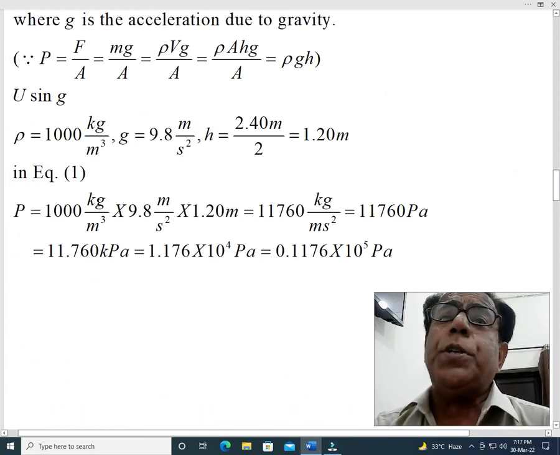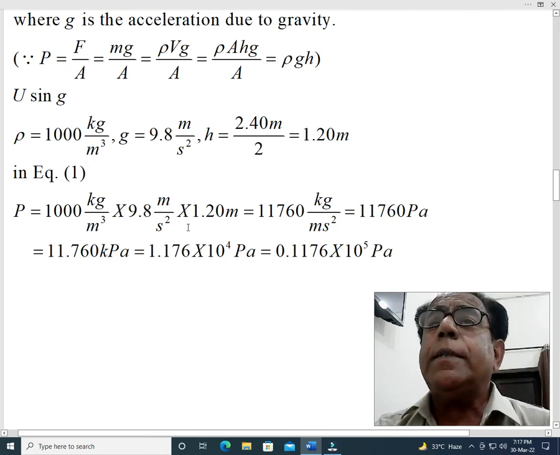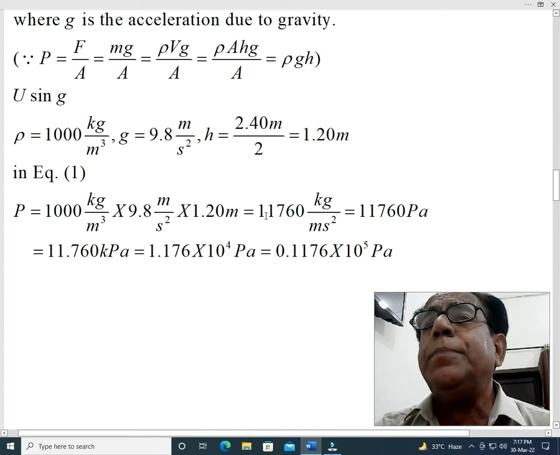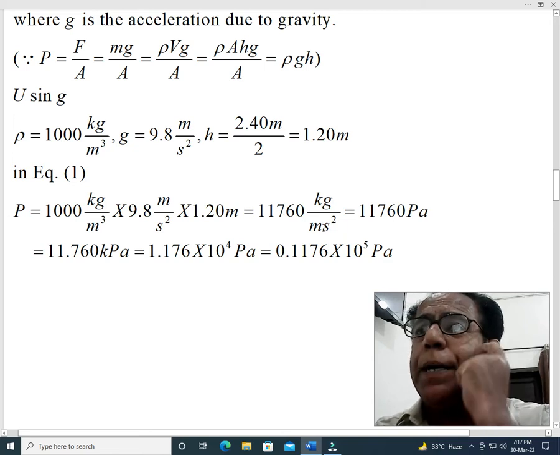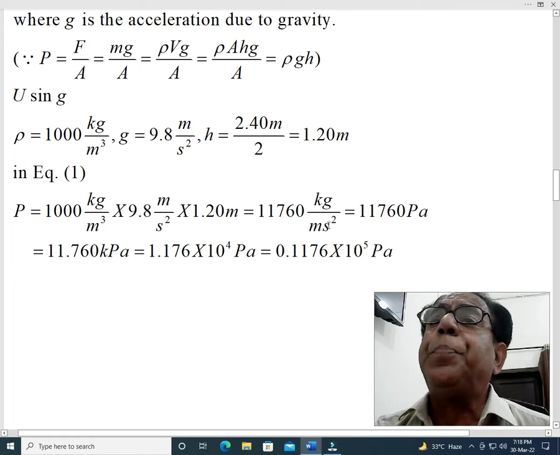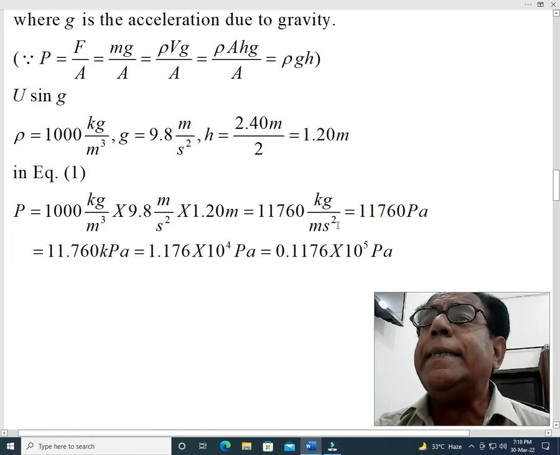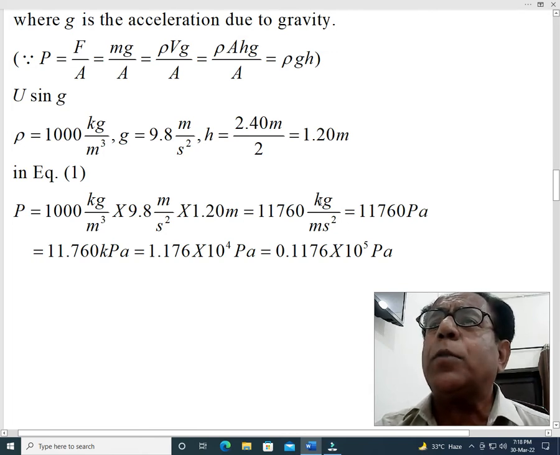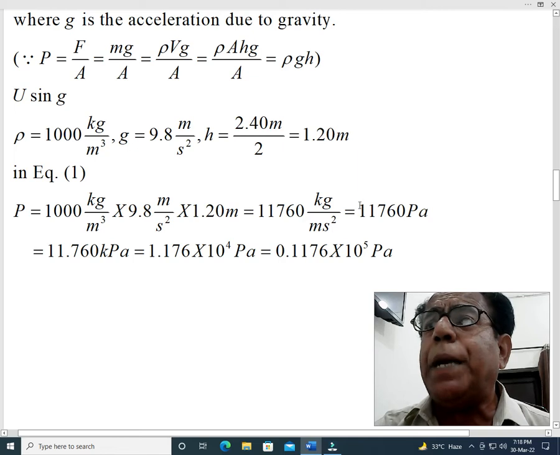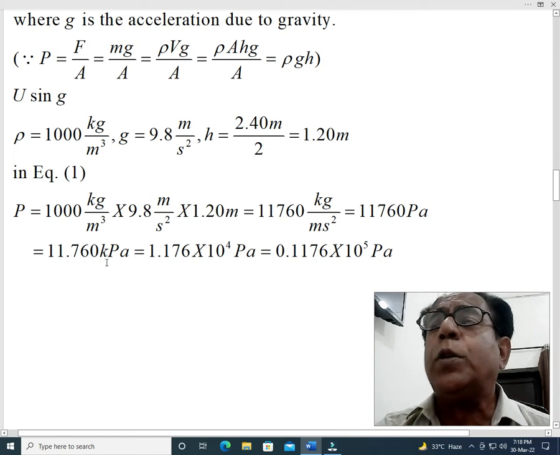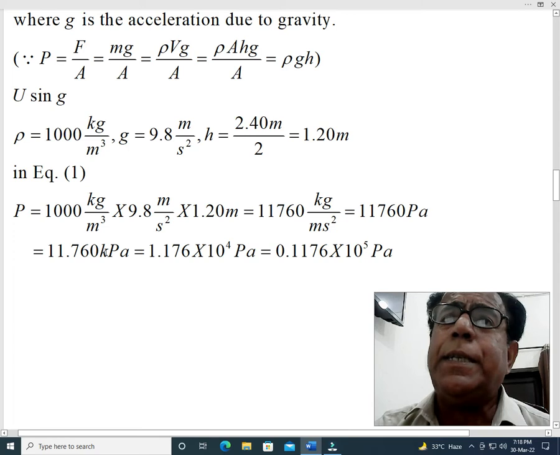pressure has become equal to 1000 kilogram per meter cube into 9.8 meter per second square into 1.20 meter, which alternatively becomes equal to 11,760 kilogram per meter second square. And we know that kilogram per meter second square is equivalent to Pascal. So in place of this we can write Pa, Pascal. So we have just used a conversion factor. In the next step we have divided this quantity by 1000, so it has become 11.760 kilopascal, because kilo stands for 10 raised to the power 3.